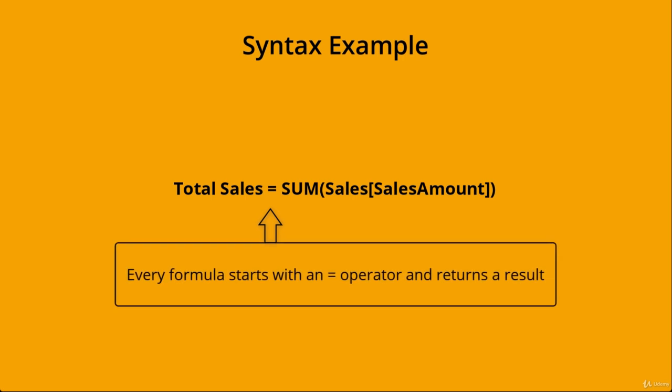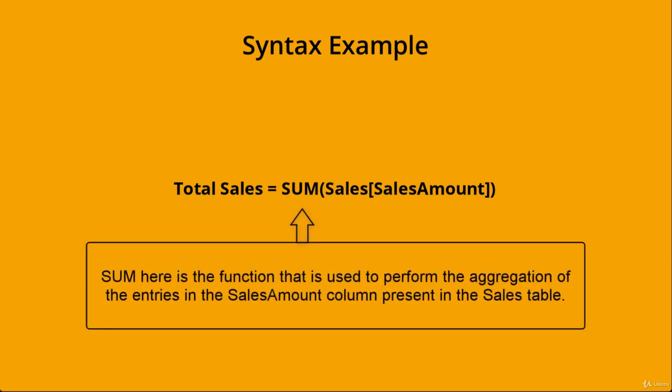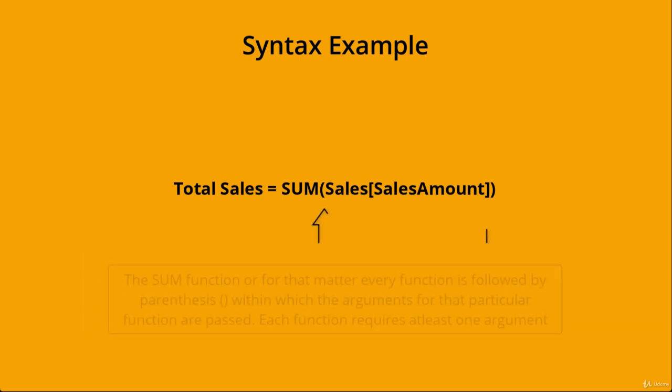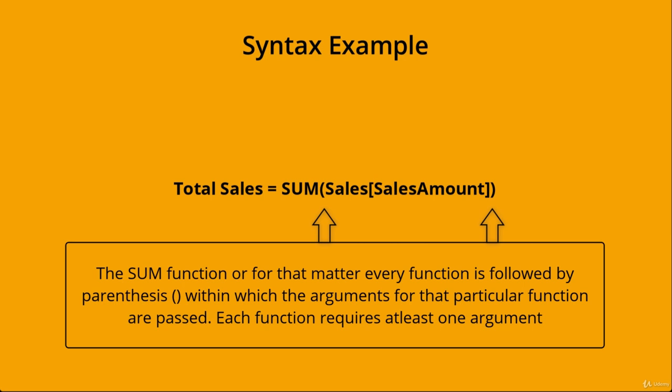Equal to. Every formula starts with an equal to operator and returns a result. Sum. Sum is the function that is used to perform the aggregation of the entries in the sales amount column present in the sales table. The sum function, or for that matter every function, is followed by parentheses within which the arguments for that particular function are passed. Each function requires at least one argument.